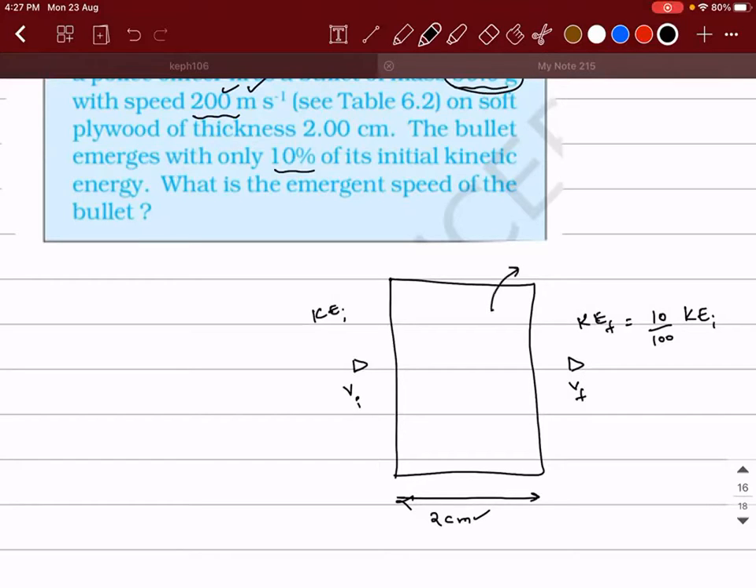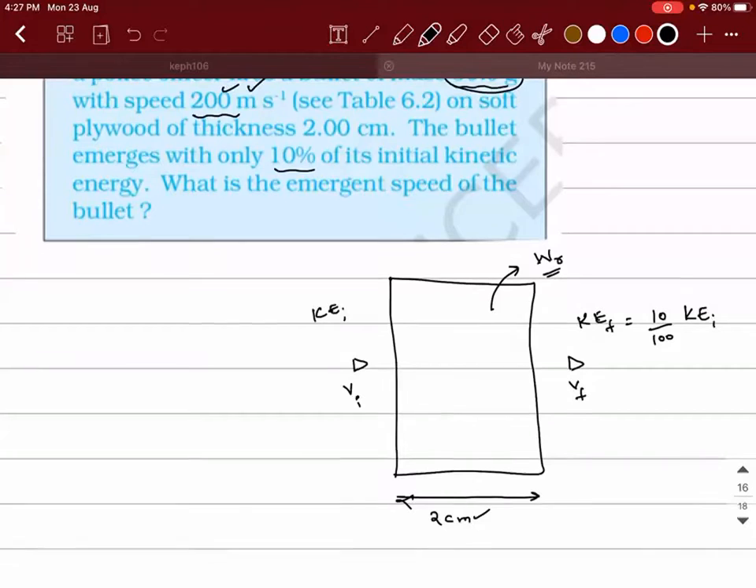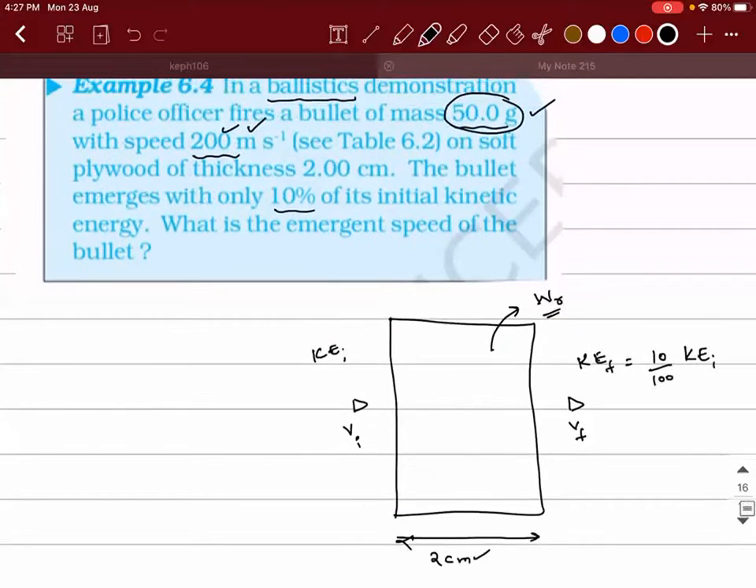What would you see when the bullet comes and hits the plywood? What would the plywood try to do? It acts as a resistive force. It will offer some resistance, it will try to stop the bullet, right? But it will fail. It has failed in this scenario. So there is some resistive work done by this object. Now, how to find the emergent speed in this case?